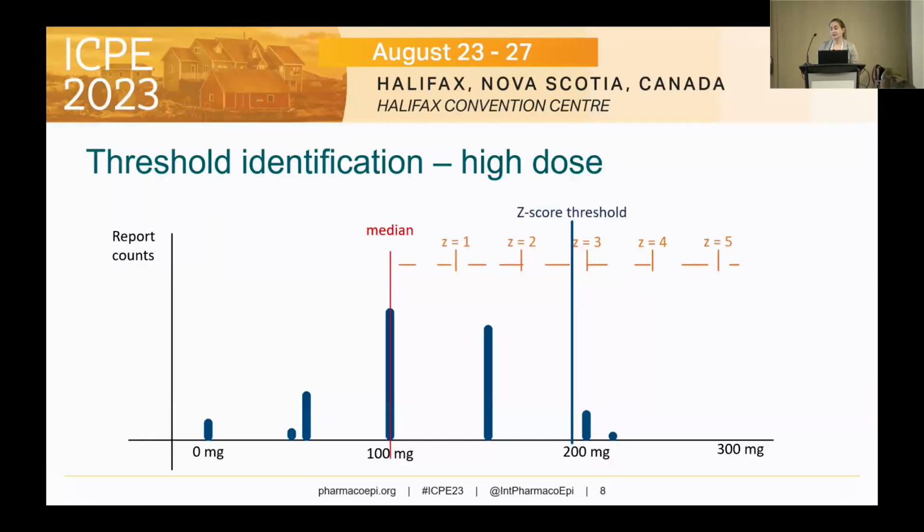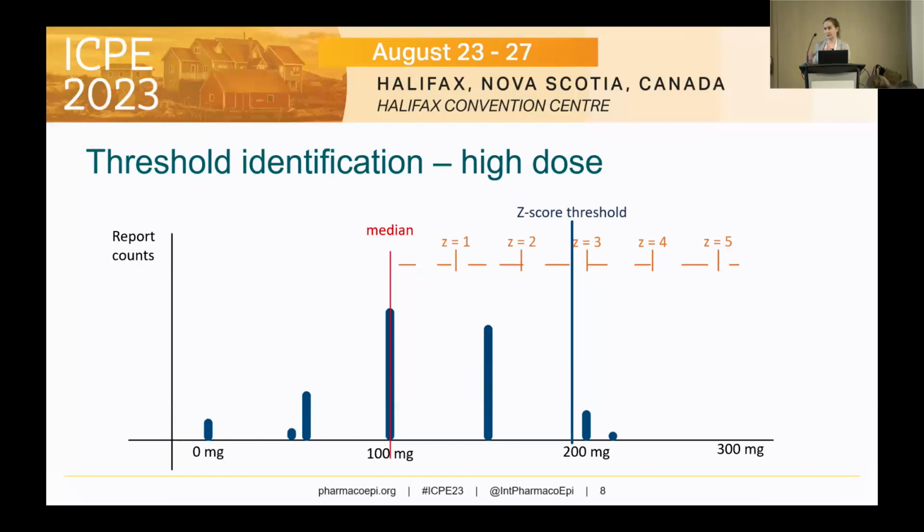We used statistical outlier detection in the form of the robust z-score. We looked at the distribution of the daily dose, which could look something like this, and then we looked for the median dose, and also the difference of each reported dose to that median. Based on that, we can compute this z-score for each of the reported drugs and identify those which were higher than a certain threshold.